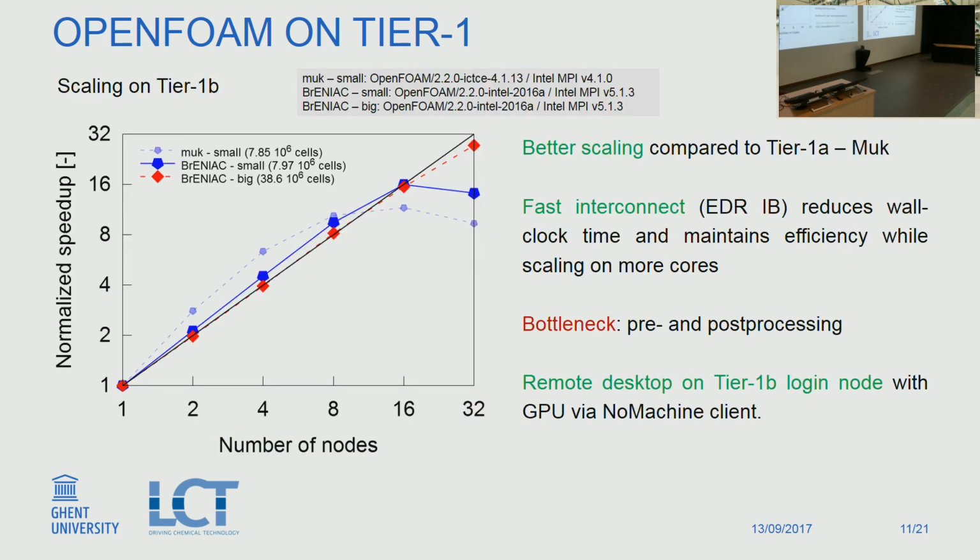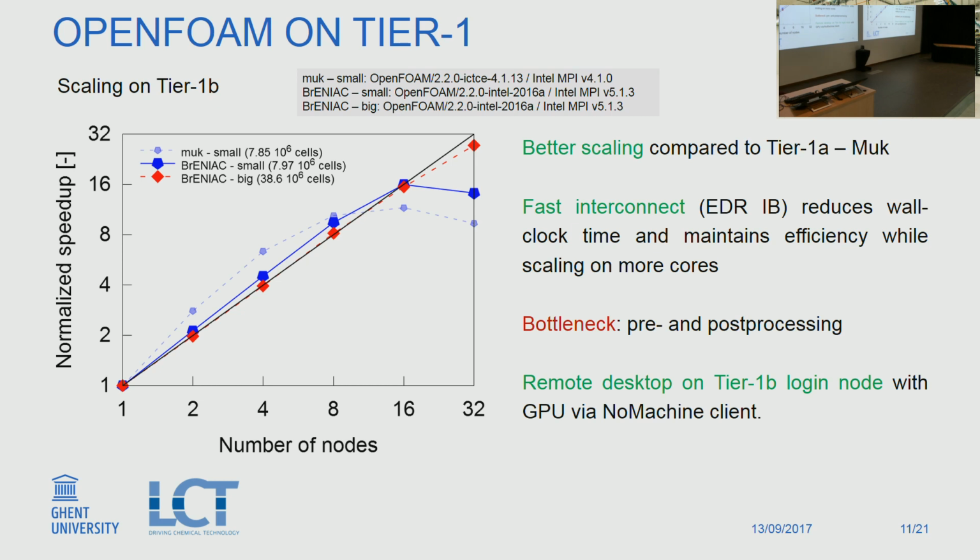I promised you scaling data, so here it is. This is, of course, for cases that we are doing. So for these tubular reactors, the first case that I have was one on MUC with about 8 million cells. Another one on Brainiac with the same amount of cells. And then there's a bigger case on Brainiac with about 40 million cells. What I want to stress, everything was done with OpenFOAM 2.0 with different versions of MPI, but that was what was available at that time.